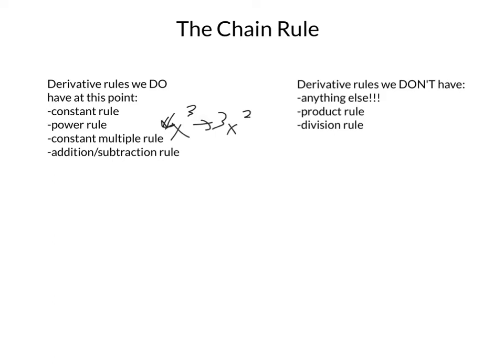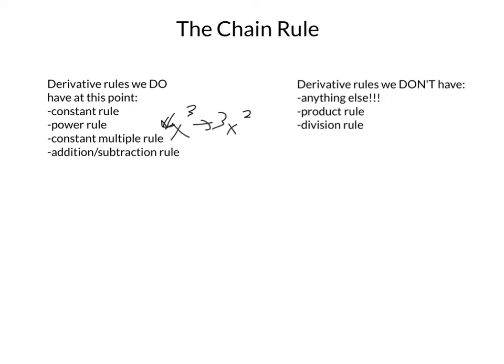Now, when we learned about derivatives before, I also reminded you that there were a bunch of rules that we don't have. Notably, we don't have any other rules. We don't have a product rule. We don't have a division rule. We certainly don't have this thing called the chain rule. But the chain rule is what we're going to talk about today.